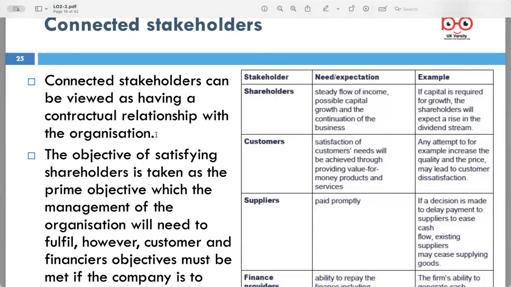Connected stakeholders, the stakeholders who are connected to the organizations, can be considered to have contractual connections with the body. When it comes to the management of the organizations, the primary purpose that must be fulfilled is to satisfy the shareholders. However, it is important to note that the firm must also meet the objectives of the customers and the finances in order for it to be successful.